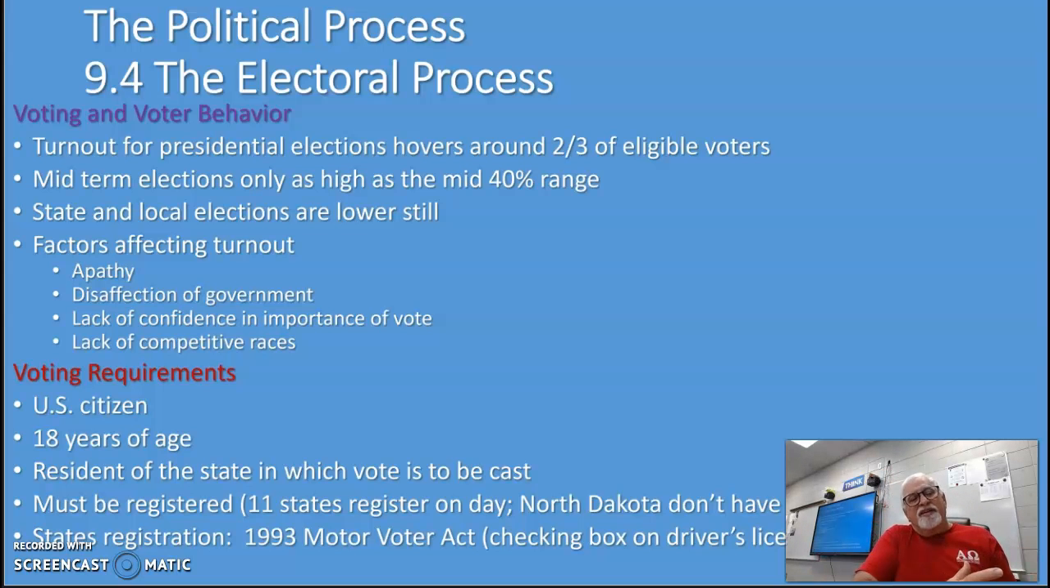Typically, Democrats like for it to be very easy. You can just show up to vote. Republicans want it to be a little bit more difficult. State registration, 1993, Motor Voter Act, and you could sign up for your driver's license and check the box, and you could get a ballot after you turned 18.